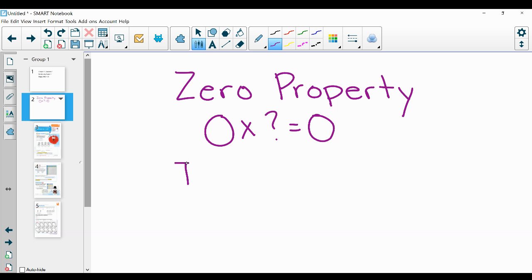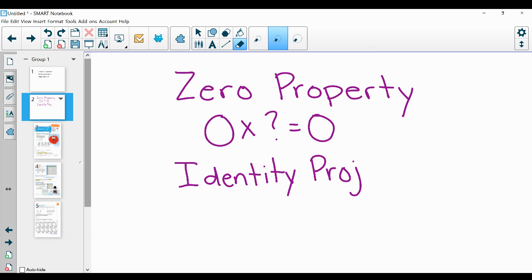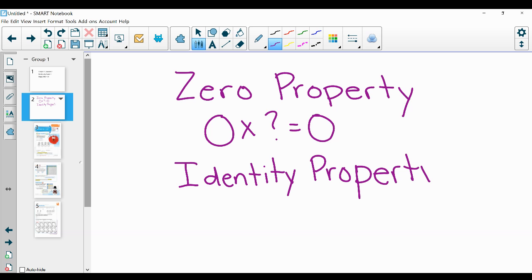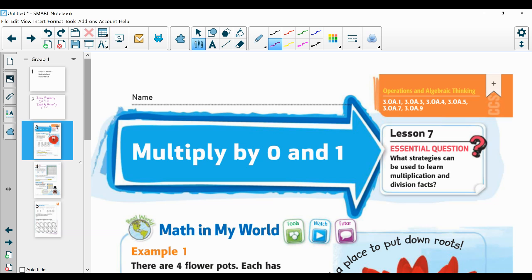Okay, identity property is the other one, and that one says that any number multiplied by 1 equals that number. Sorry, I was writing the wrong word. Property. Okay, identity property says any number that you multiply by 1 equals that number. Okay, so let's practice with this.